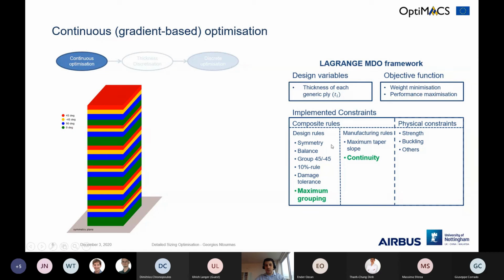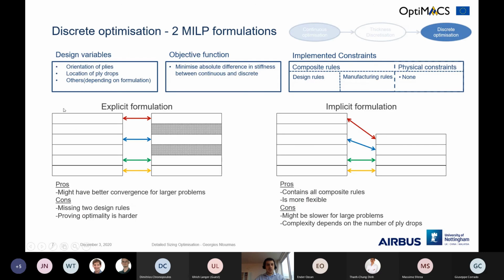Of course, all of the physical constraints are taken into account in the gradient-based optimization, and before I joined, there were already some of the easier, let's say, composite rules like symmetry and balance, which can be easily enforced. During my work, there has been an attempt to introduce as many of these composite constraints as possible in the first step, because it's very important. We're going to see that in the next slides. It's very important to have as many as possible in the first step, and most important of them all is the continuity constraint.